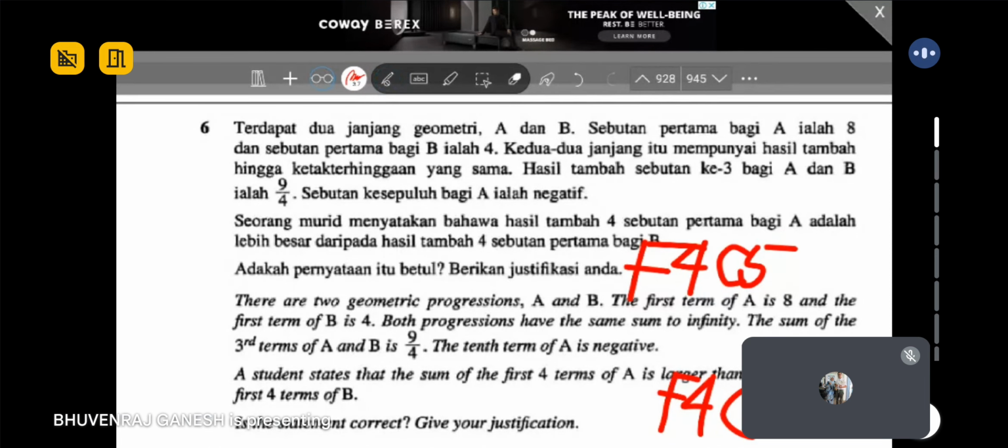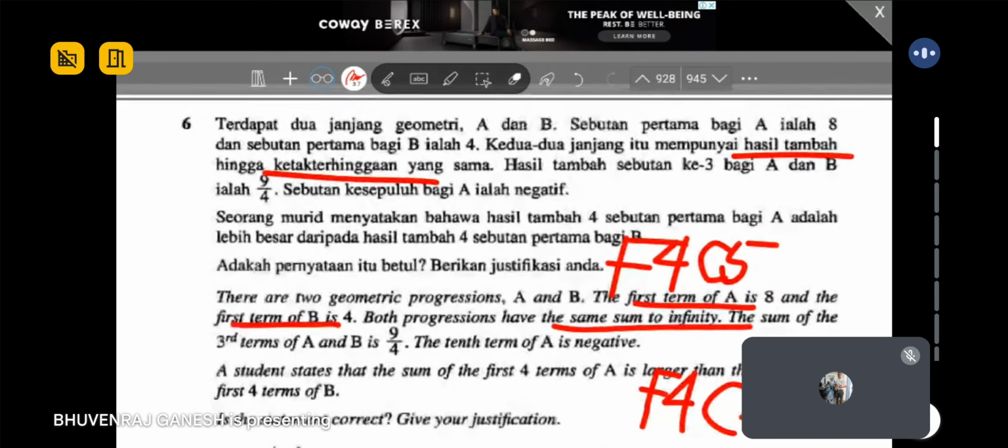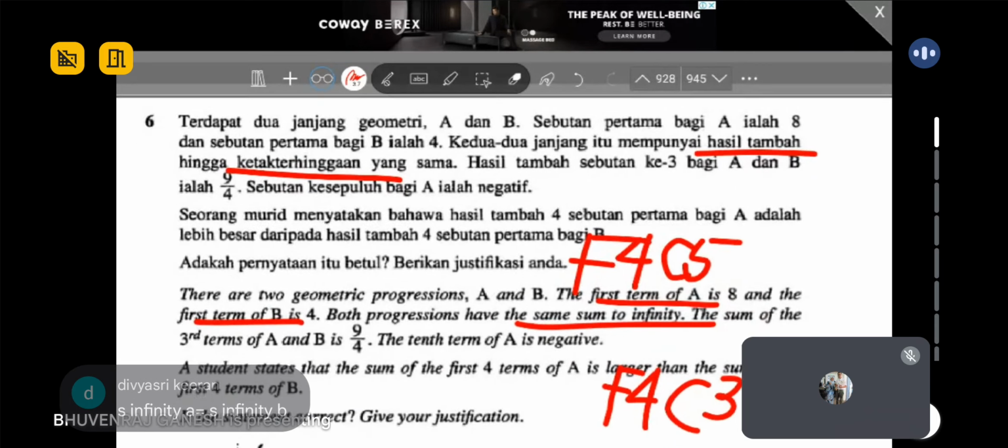equation, sistem persamaan serentak. Okay, so now, they tell you your first term of A is 8, and then your first term of B is 4, and then they say they have the same sum to infinity, guys. Mereka ada hasil tambah ketakterhinggaan sama. So that means your S infinity is the same. So this is your first equation lah, guys. Ini adalah cara untuk kamu bentuk persamaan pertama.